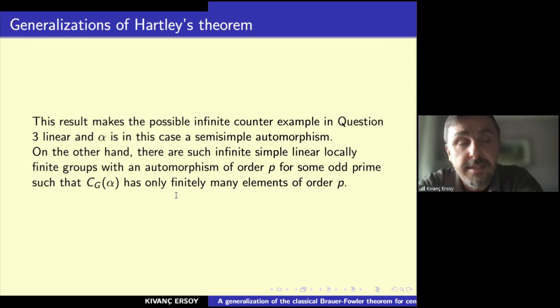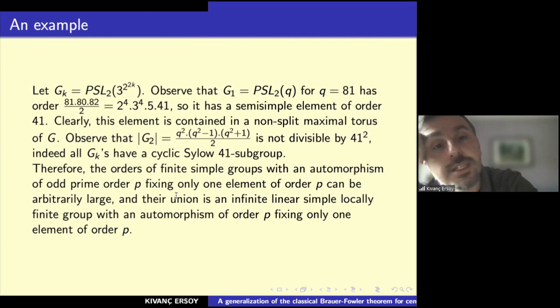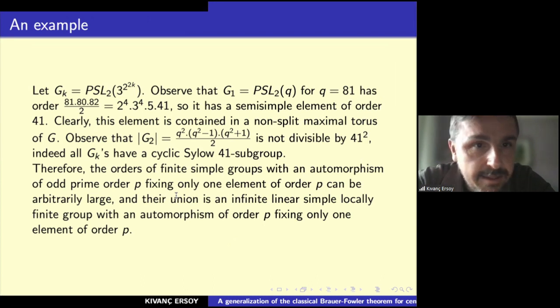So one of the big differences between an odd prime P and the prime 2 is that every finite simple group has a non-cyclic Sylow 2-subgroup, but there are finite simple groups with cyclic Sylow P-subgroups for odd primes P. For example, let's see one. Let's consider G_k = PSL_2(3^(2^(2k))). So the first one is PSL_2(81), the second one is PSL_2(81^2), and so on. This PSL_2(81) has order 2^4 times 3^4 times 5 times 41.